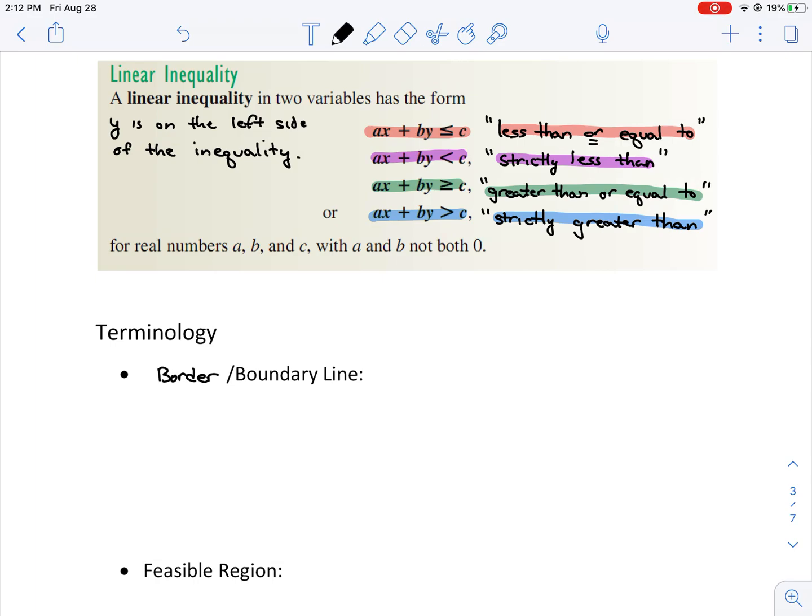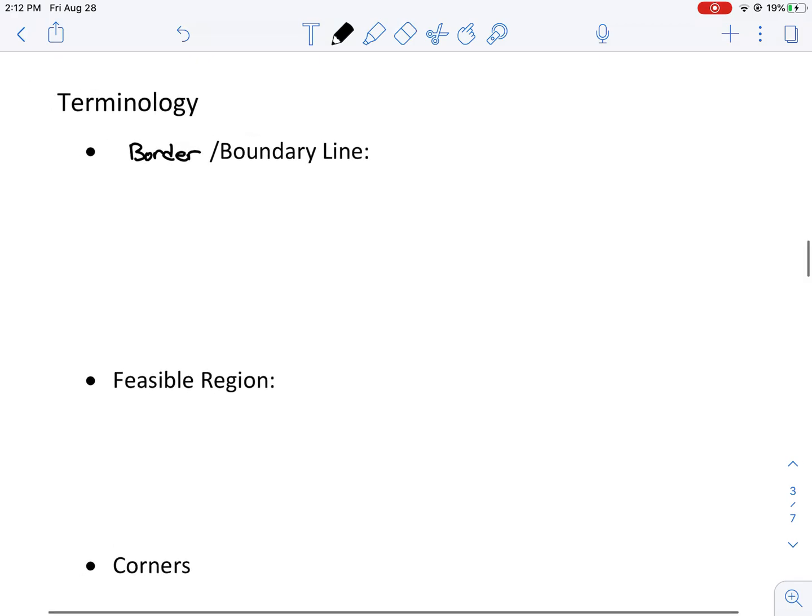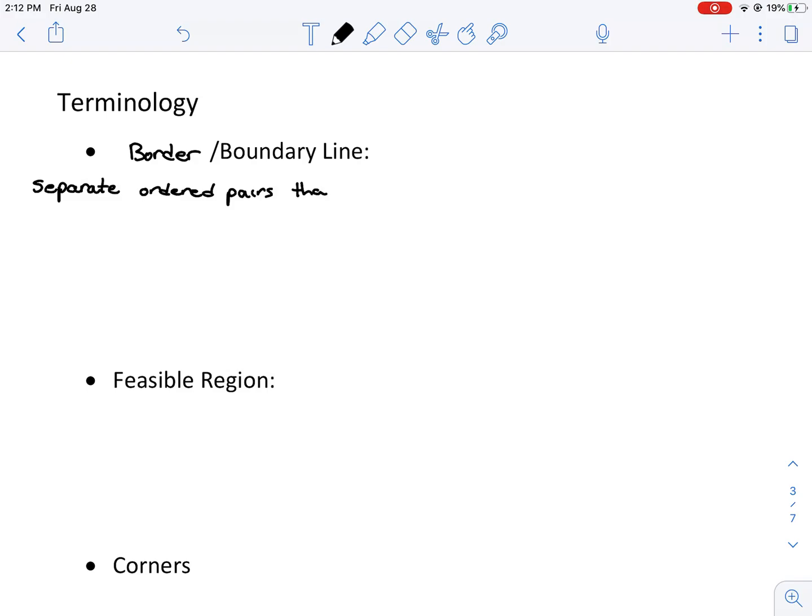And now for the terminology. The first being the border or the boundary line. And what that does is that it will separate ordered pairs that are solutions from those that are not.